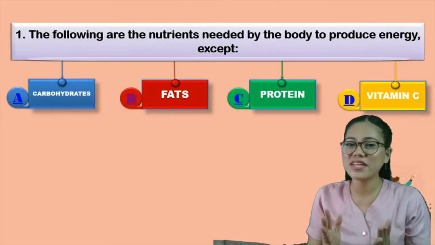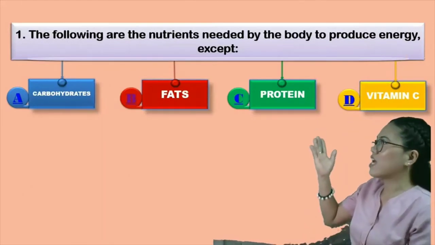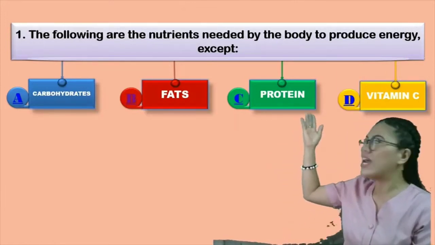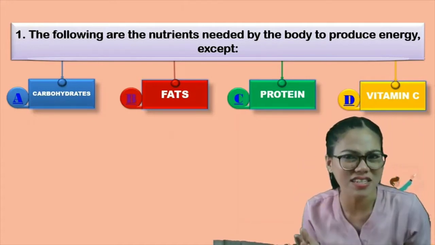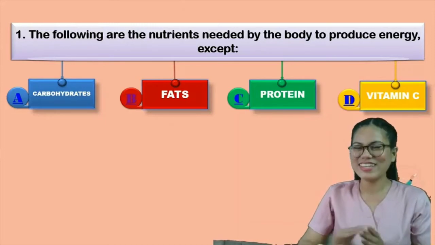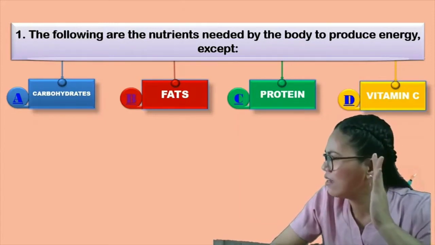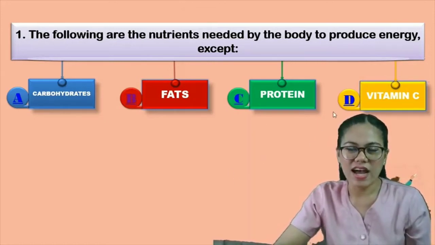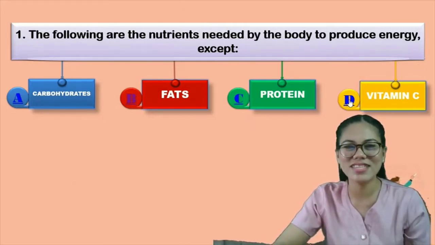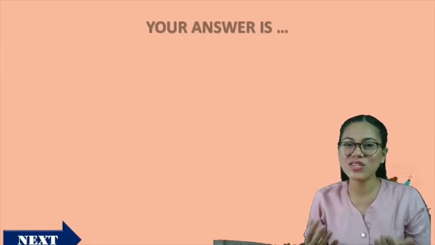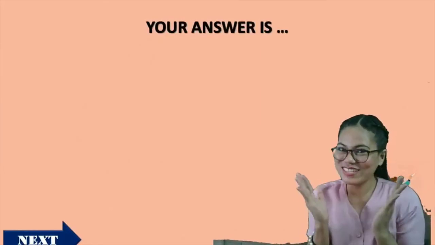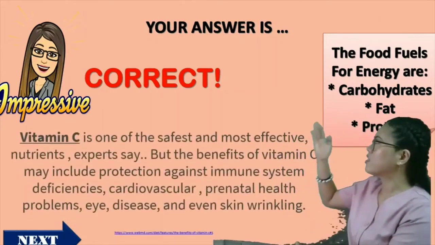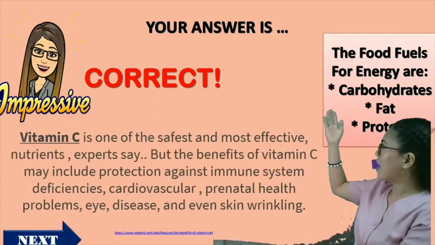The following are the nutrients needed by the body to produce energy except A. Carbohydrates, B. Fats, C. Protein, and D. Vitamin C. So what is your answer? Let me hear again. Your answer is letter D, Vitamin C. I'm going to click letter D, Vitamin C. What is your answer? Correct! Very impressive. So take note that the food fuels for energy are carbohydrates, fats, and protein.